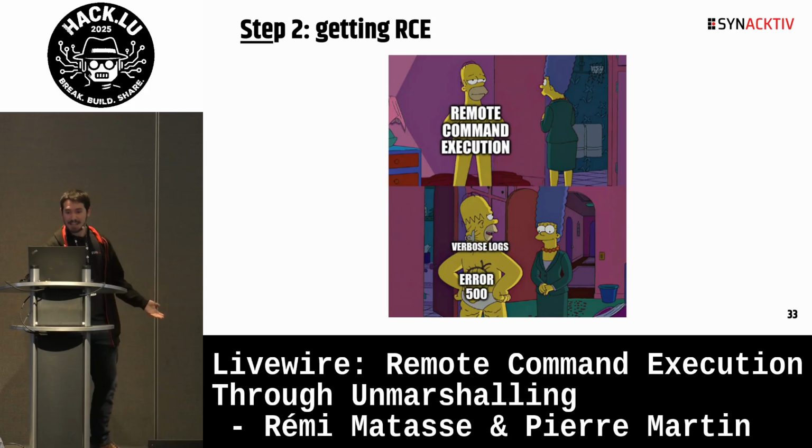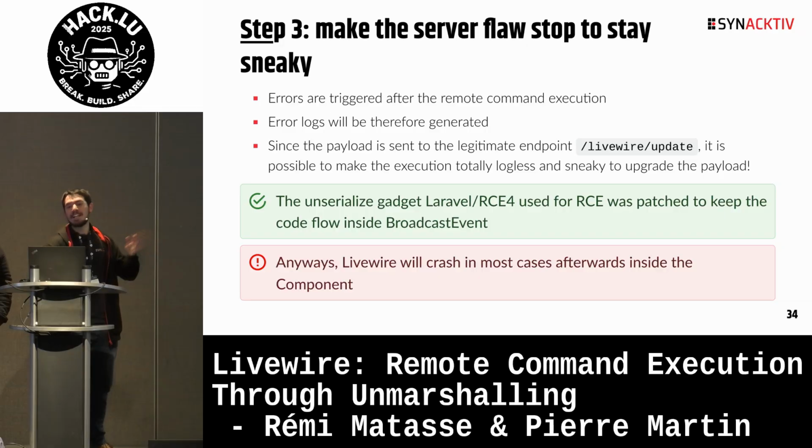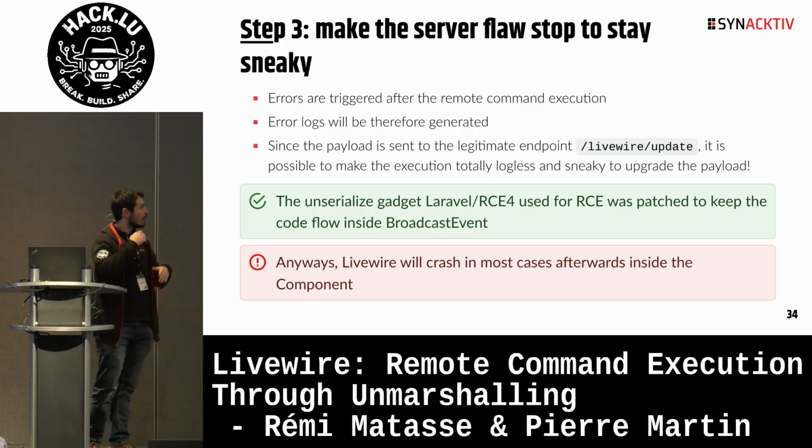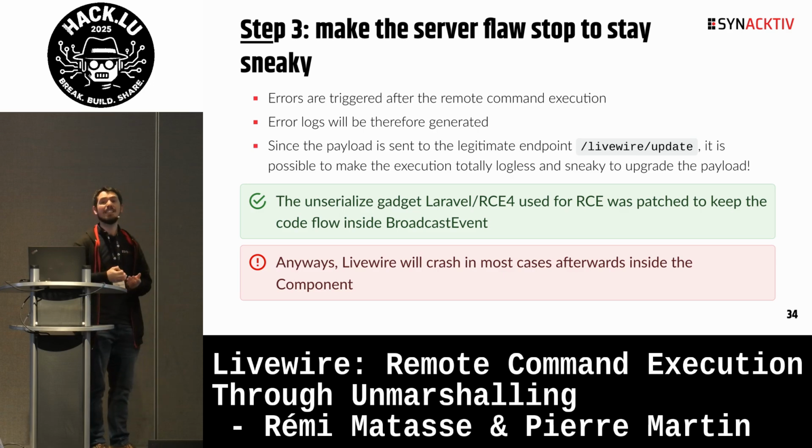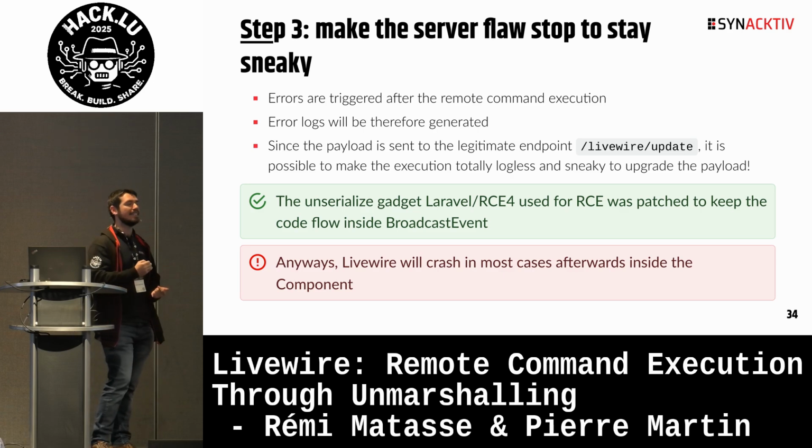So the first step, we need to correct that, to remove the verbose logs and the error. So we need one final gadget to make sure that the server flow stops and to stay sneaky, as I said. Why will it work? First of all, the errors are triggered because Laravel will stop the flow because it won't find any way to work with our gadget chain. So we need to find a way to stop it directly at the end of it.